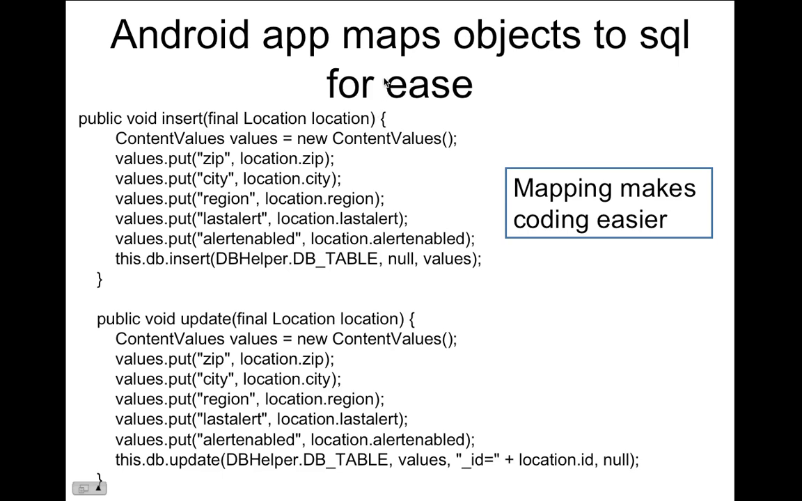So in terms of mapping the objects to SQL, you can map them for use in running a query. As an example, we could insert into content values for, let's say, a city, a zip code, and the last alert, the last time the person received an alert. So mapping makes coding a little bit easier.